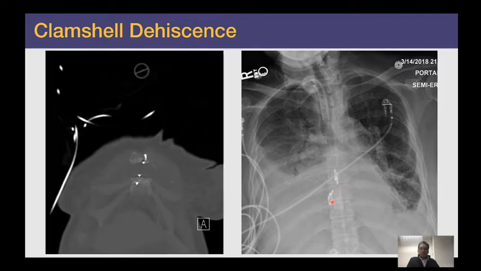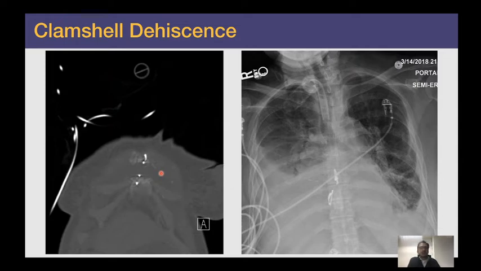They look like this. And on CT, what you can see is that the sternotomy wires have basically cut through the bone. So this one only goes through this part of the bone, and this one only goes through this part of the bone, and there's fluid in the middle.